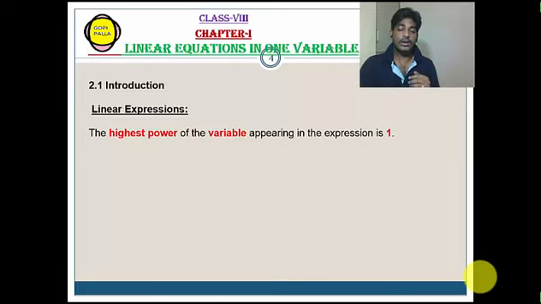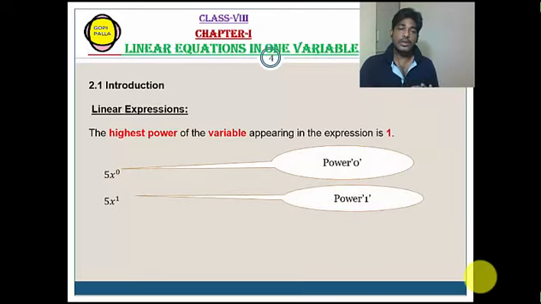It should not be more than 1. So the power here is 5x to the power of 0. So that is equal to 5 only, because x to the power of 0 is equal to 1. So 5 into 1 is equal to 5. Similarly, 5x to the power of 1. So here the power is 1, the previous one 0. So these two are the powers of this one. So the expressions with power 0 or 1 are called linear expressions.